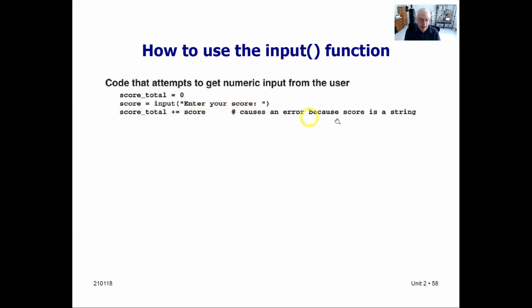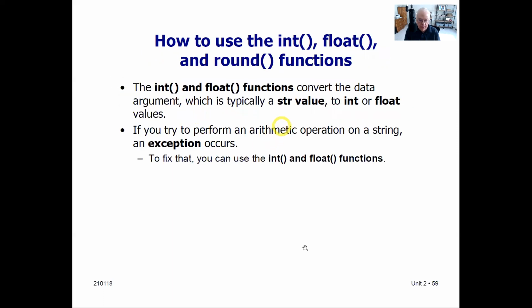But this is going to cause an error because score is a string, okay? Remember, the default is a string here, so we're going to have a problem. We can fix that by adding a function in there. Because we wanted to see that error message, or the cause of an error message, that takes us to the integer.